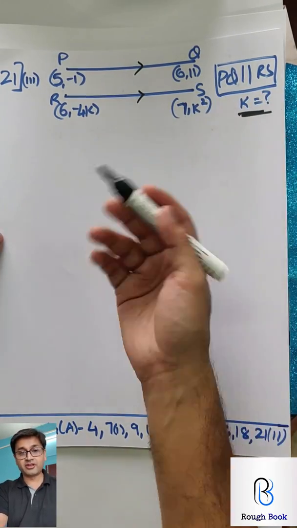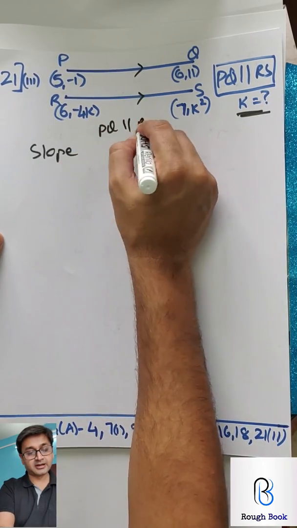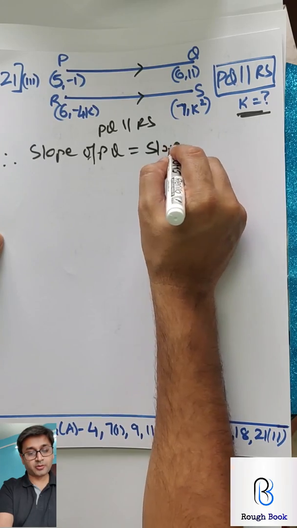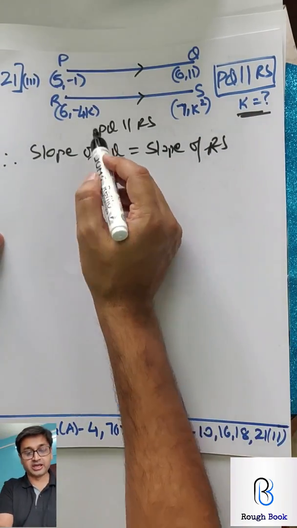Last question. PQ and RS both are parallel to each other. Find the value of K. So if they are parallel, obviously the slopes are equal. So you say PQ parallel to RS. Therefore slope of PQ is equal to slope of RS. Come on, quickly pause the video, apply, get me the value of K fast.